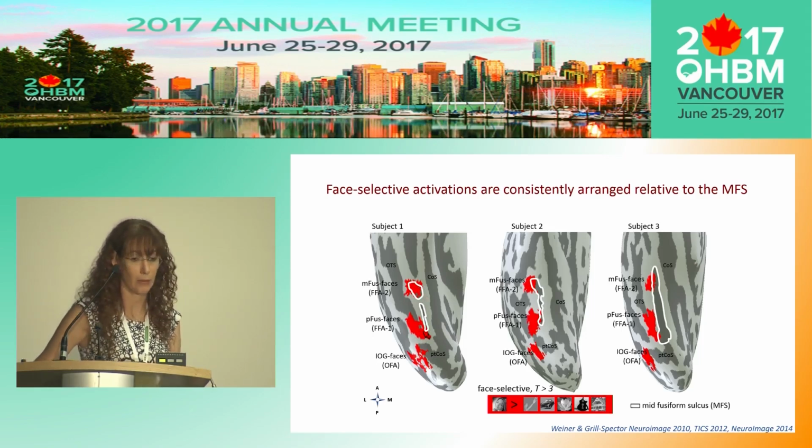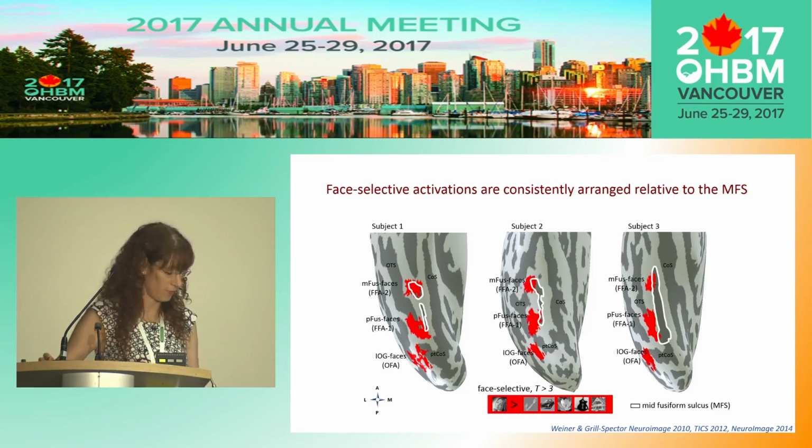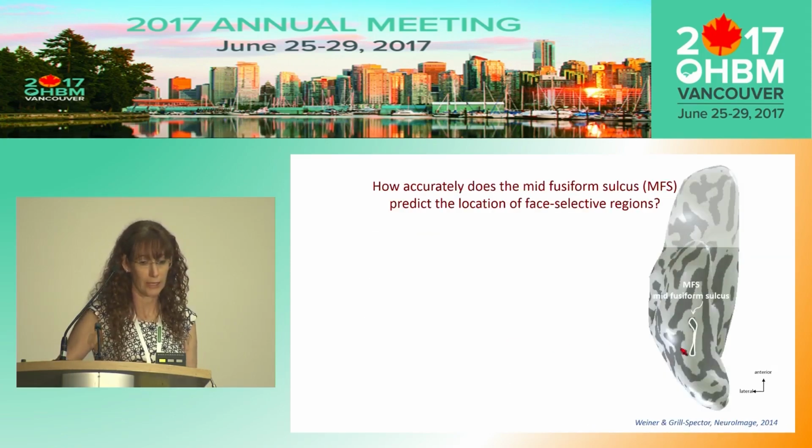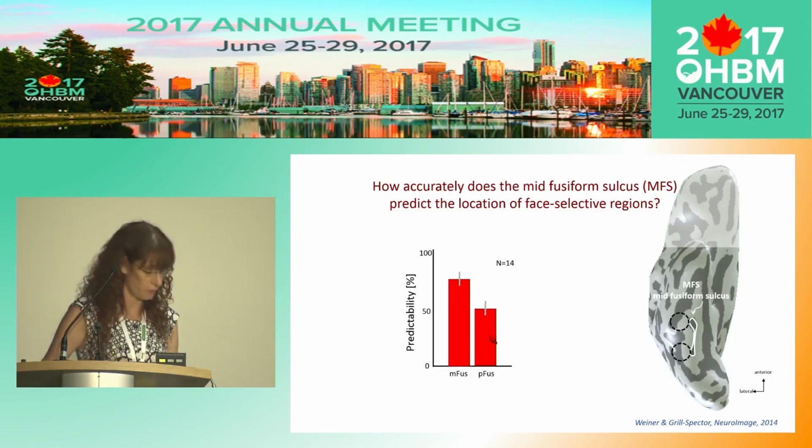And again, we wanted to test how reliable the MFS is for predicting functional activation, and this time face selective activations. So what we did, we took 14 independent brains. We identified, based on their anatomy, the MFS in each brain, and then we placed a 1 centimeter disc on the lateral fusiform aligned either to the anterior or posterior fusiform gyrus. Placing a disc in the anterior, next to the anterior MFS, predicts about 83% of mFus-faces. Placing a disc on the posterior MFS predicts about 50% of pFus-faces.